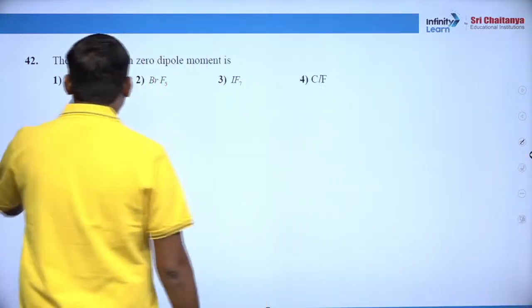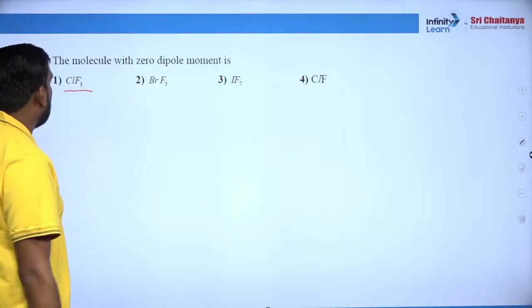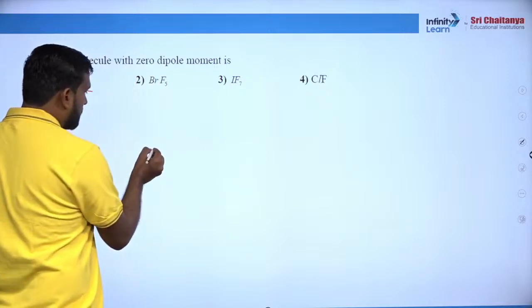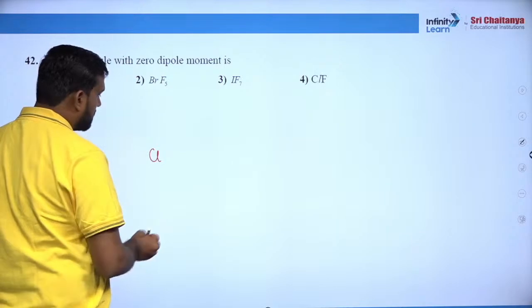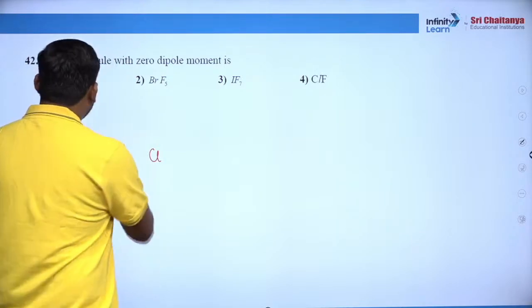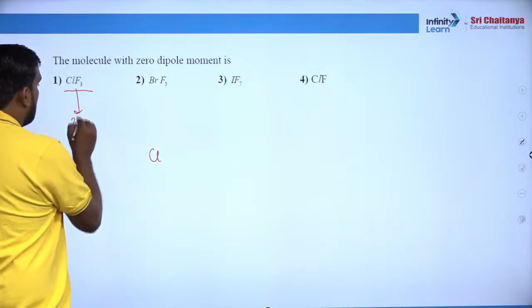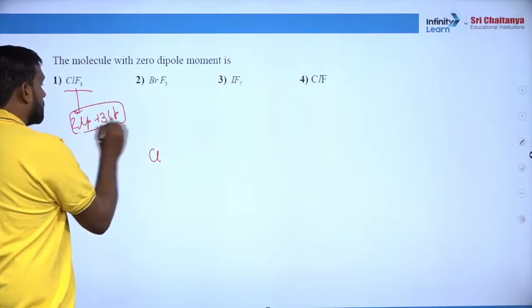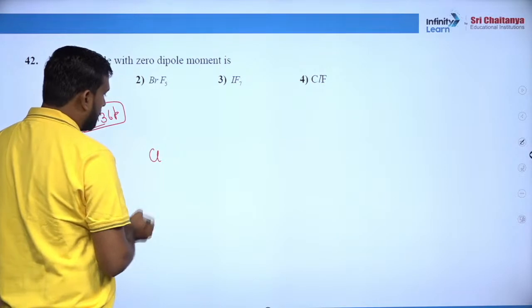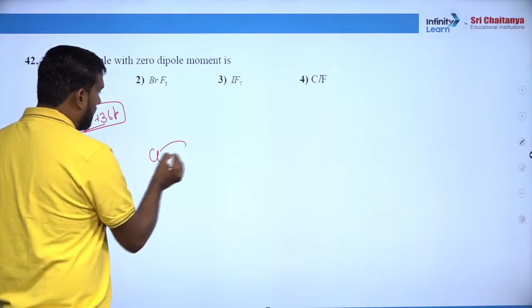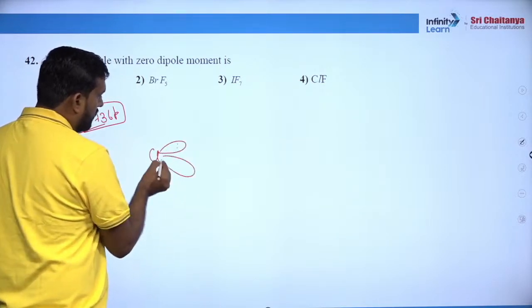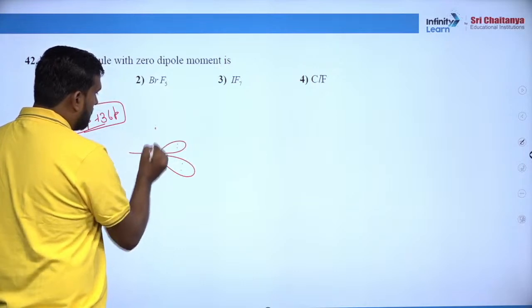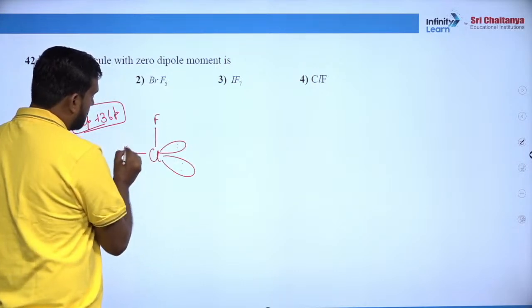Going to the next, the molecule with zero dipole moment. So let's draw each molecule. The first molecule is ClF3. If you draw this molecule, it will look something like this. Cl has two lone pairs and 3 bond pairs. So this structure will look something like this. There will be a lone pair here, a lone pair here, and 3 fluorine bonds with the Cl.